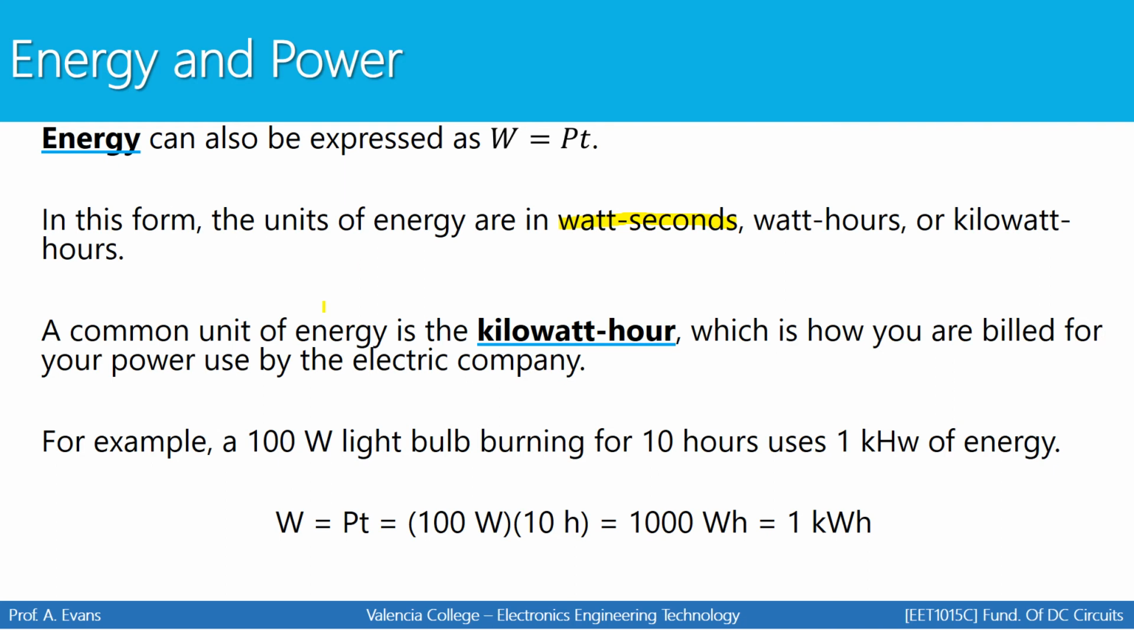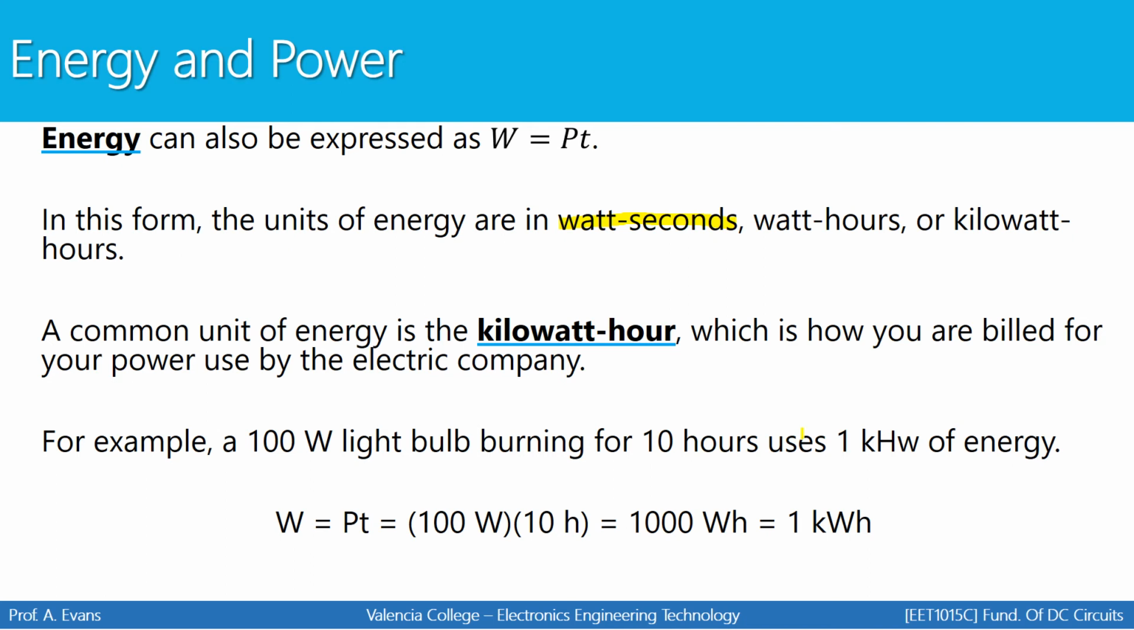A common unit of energy is the kilowatt hour, which is how you are billed for your power use by the electric company. If you've ever looked at a bill from an electric company, they determine the number of kilowatt hours you've used in a month and then bill you based on a certain rate that they charge for each kilowatt hour. So as an example, if you have a 100-watt light bulb that is burning for 10 hours, it would use 1 kilowatt hour of energy.